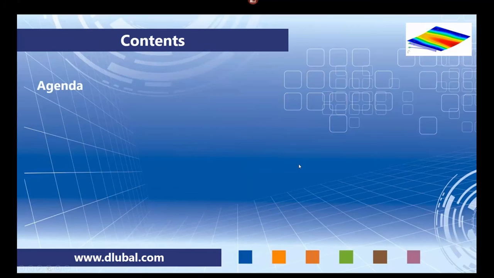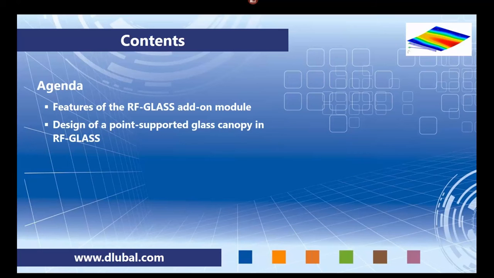Regarding the agenda, at first I will introduce to you some features of the add-on module RF Glass. Then we will go into the design of a point-supported glass canopy in RF Glass and the design of an insulating glass pane in RF Glass.